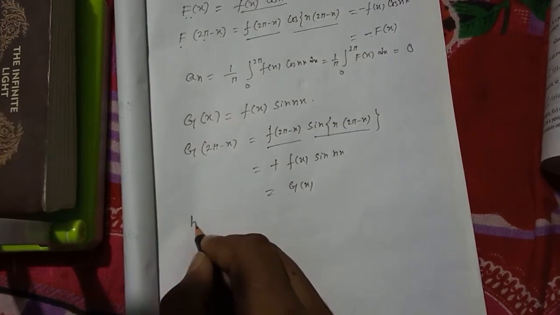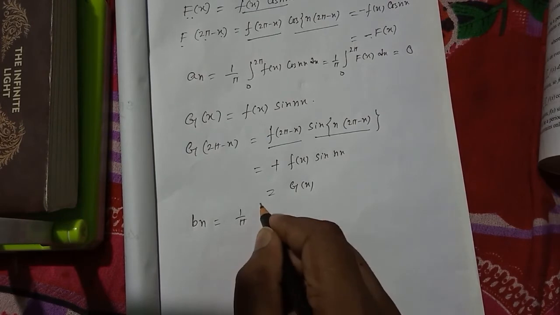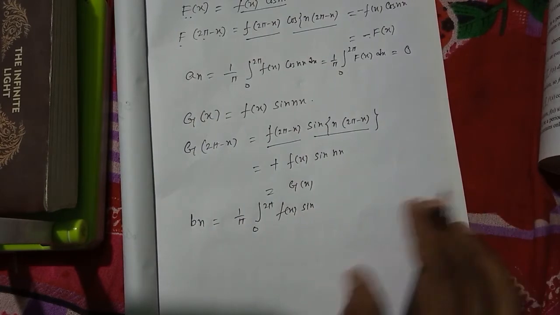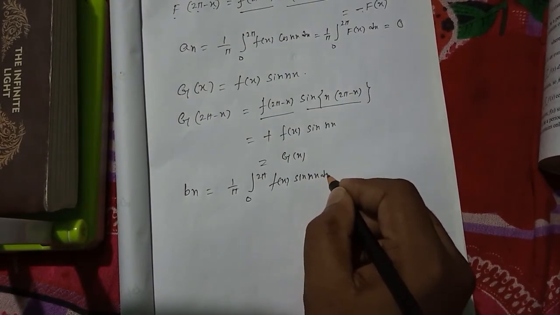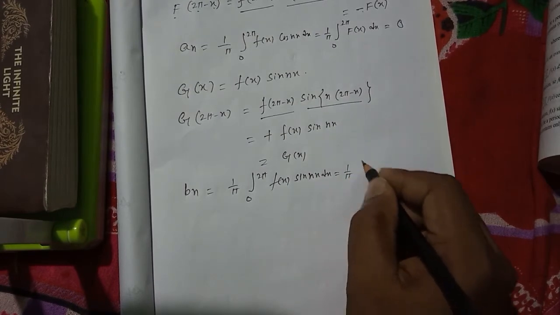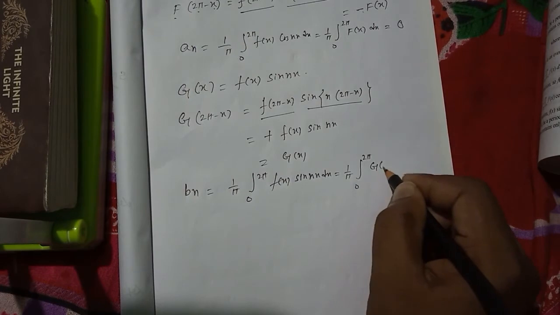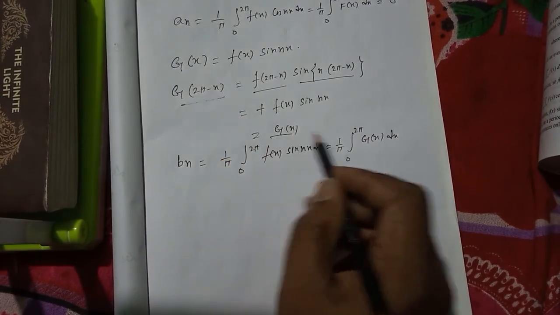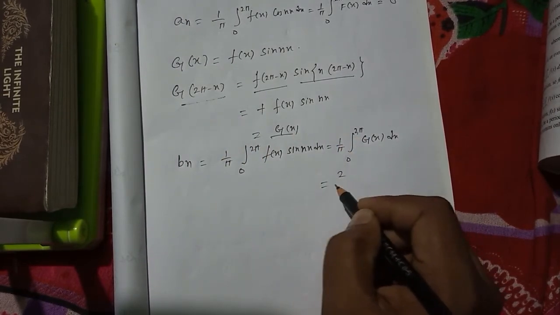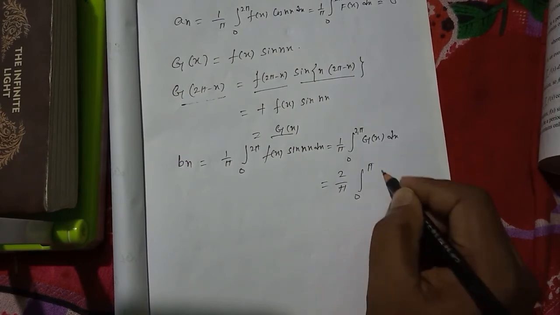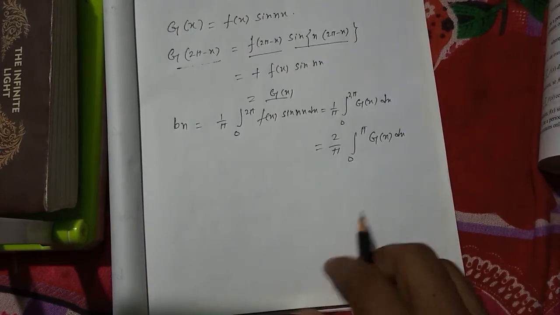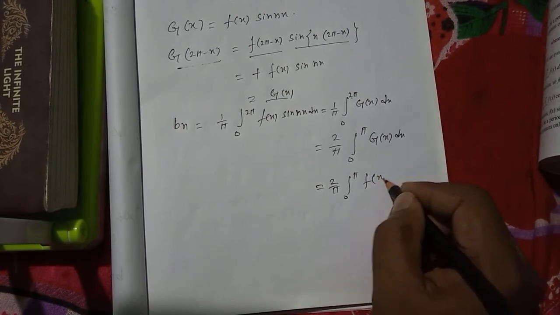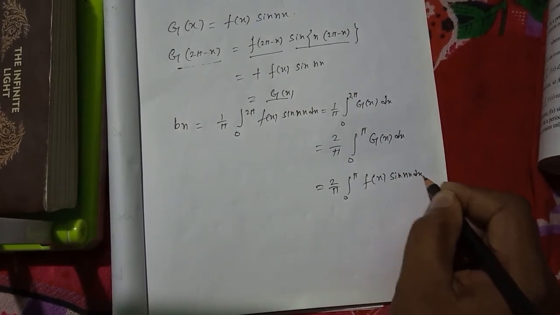What we get: bn is equal to 1/π integration 0 to 2π f(x) sin(nx) dx, which is equal to 1/π integration 0 to 2π g(x) dx. And as g of 2π − x is equal to g of x, these two come here: 2/π integration 0 to π g(x) dx. Put the value of g(x): 0 to π f(x) sin(nx) dx.